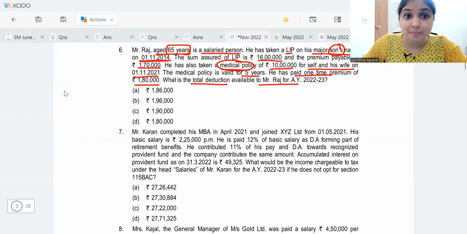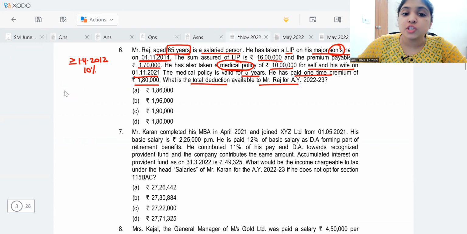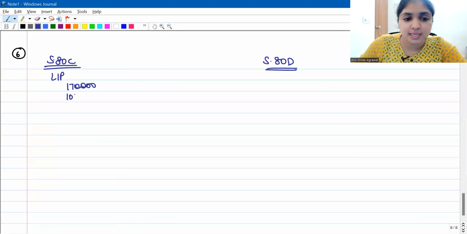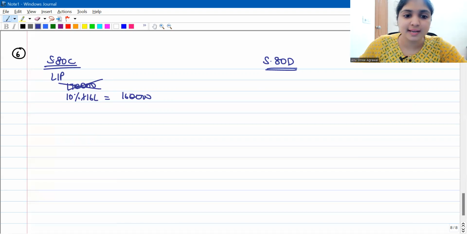Does any date come to your mind? He took the policy on or after 1st April 2012. Therefore, the maximum premium that he can pay is 10% of sum assured. So what is the sum assured? 16 lakh. 10% of 16 lakh will be 1,60,000. So even though actually he has paid 1,70,000, I will not consider 1,70,000. I will consider only 1,60,000.